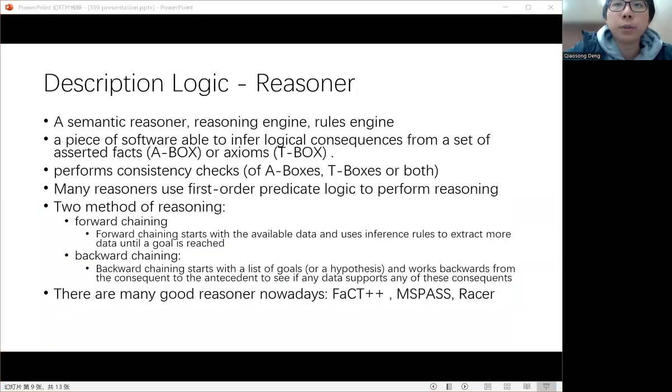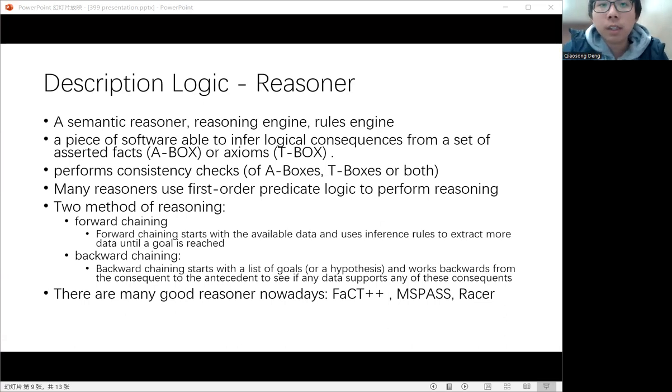Now let's talk about reasoners of description logic. A reasoner is also called a semantic reasoner, reasoning engine, or rules engine. It is a piece of software able to infer logical consequences from a set of asserted facts or axioms. In description logic, asserted facts are the A box and the axioms are the T box. The reasoner also performs consistency checking of the A box and T box.